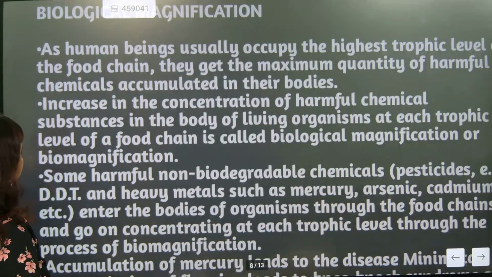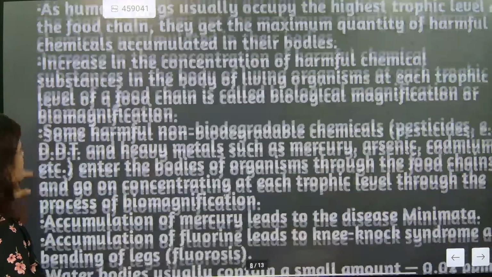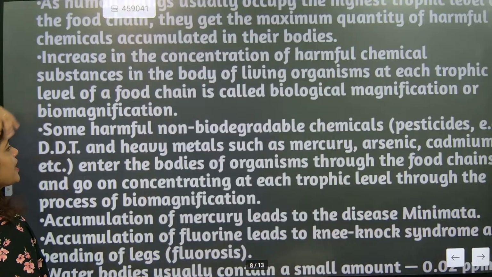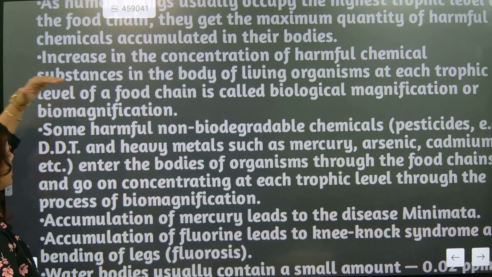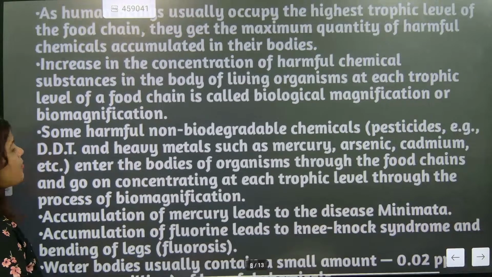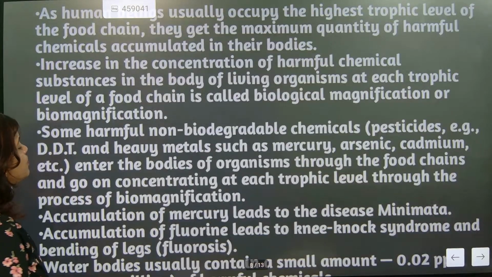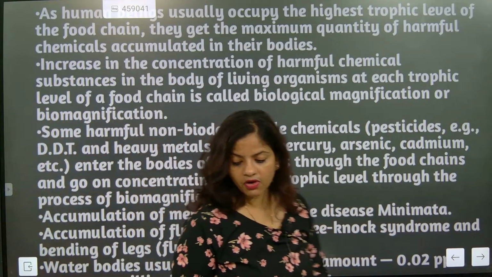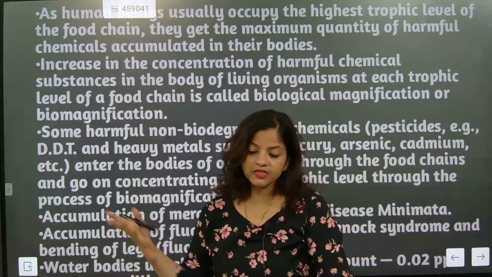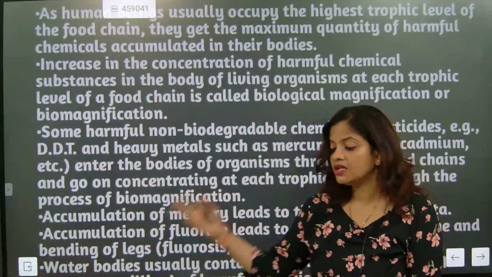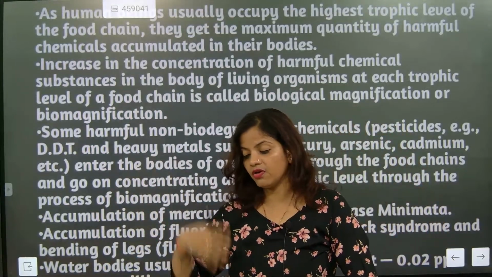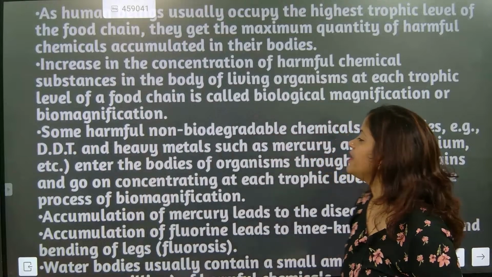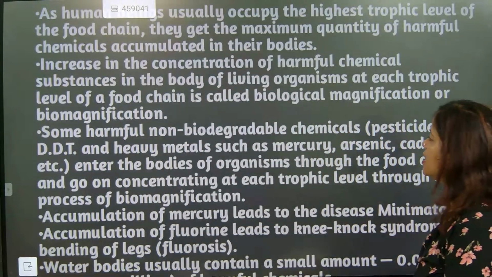Some harmful non-biodegradable chemicals are pesticides, DDT, and heavy metals such as mercury, arsenic, cadmium, etc. They enter the body of organisms through the food chain and go on concentrating at each trophic level through the process of biomagnification. So in an area where DDT is used as a pesticide or fertilizers are used, all the people there will be affected by that. So it is called non-biodegradable.